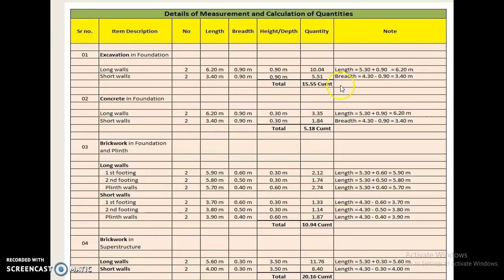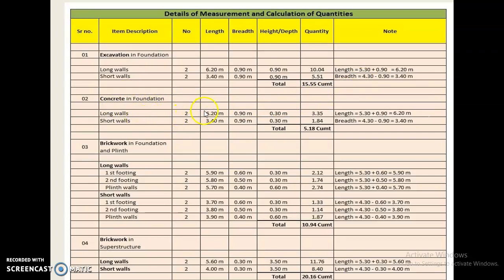So if you know the rate, then you can multiply the rate by this quantity. You will get the cost of the item of work, that is, the earthwork excavation cost is that much, you can say. Let us go for another item of work, that is concrete in foundation.